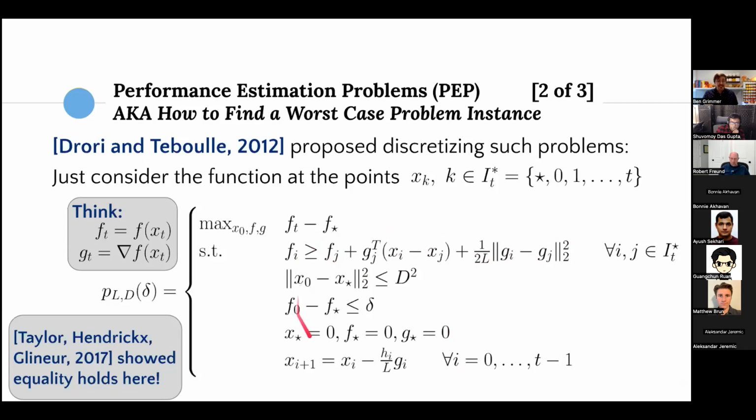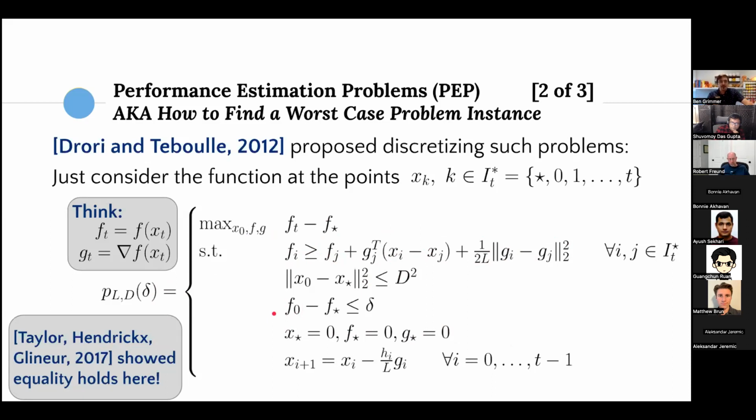It turns out that this isn't just a relaxation, it's actually a reformulation. So this is an equality here. Taylor, Hendrickx, and Glineur proved that, which is an amazing result. Right? So that gives us some real reason to believe there's power in this machine. Since this is equal, it means we can solve this finite problem and actually know the worst problem instance.